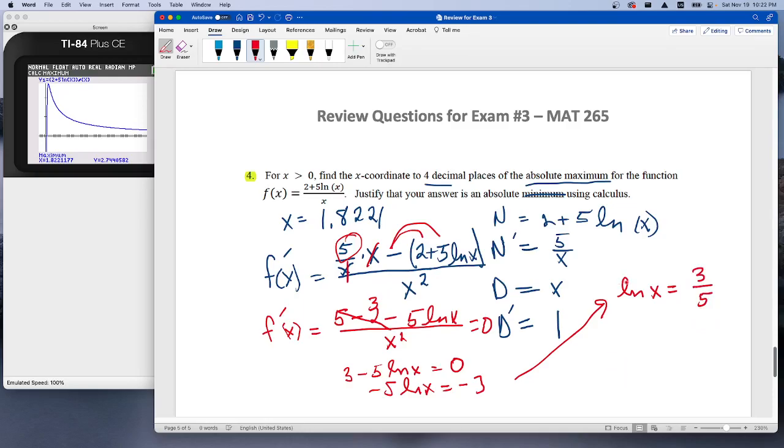And then to solve a natural log, what we do is exponentiate each side. So this e in the natural log would cancel, giving us x equals e to the 3/5.